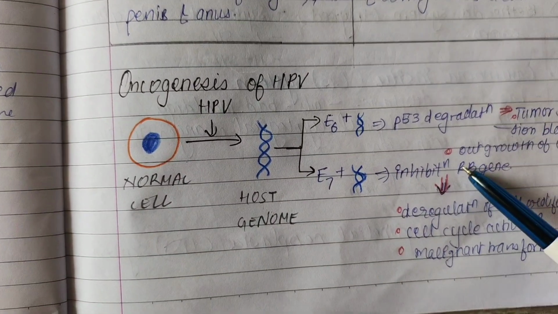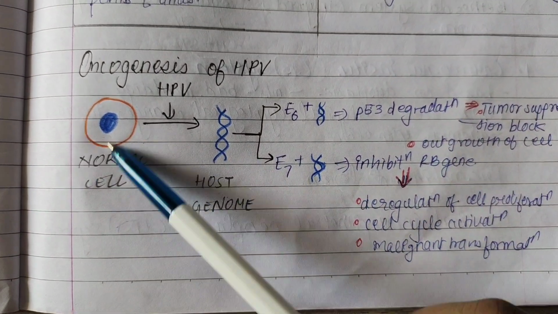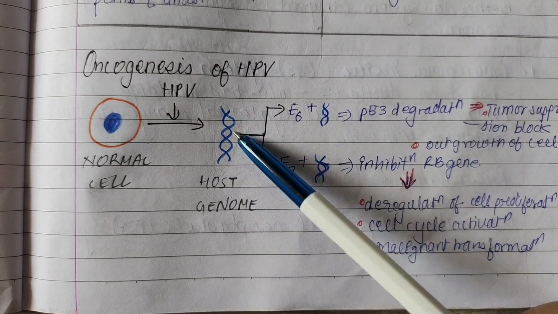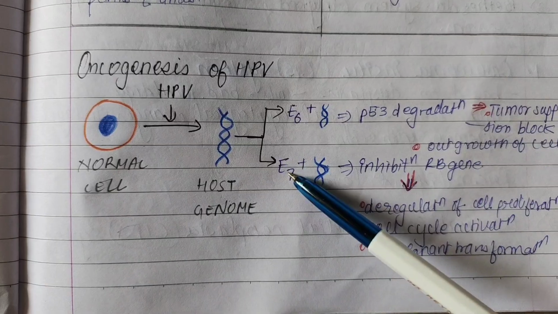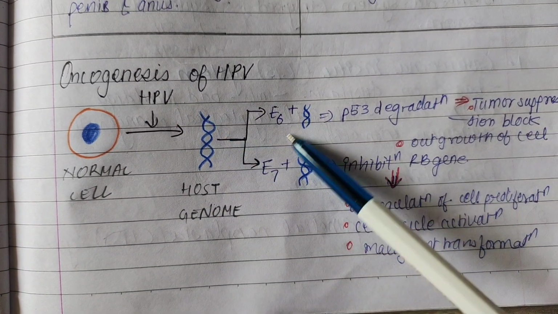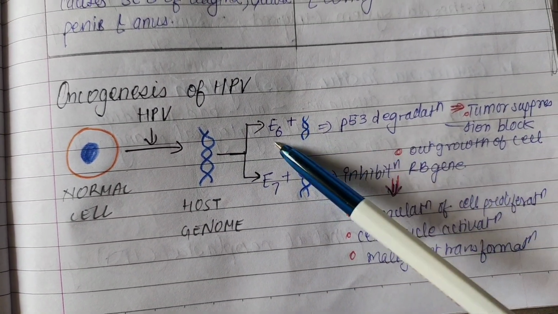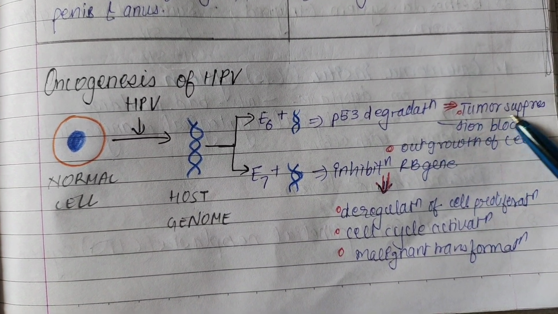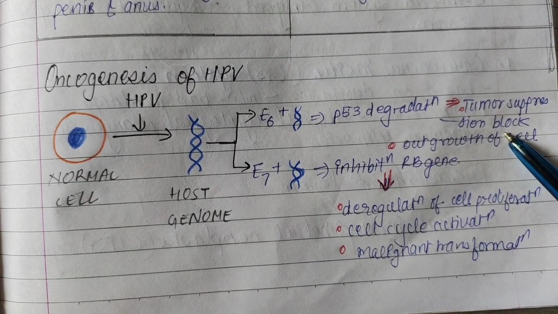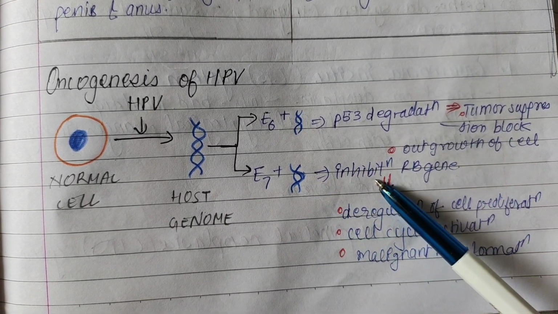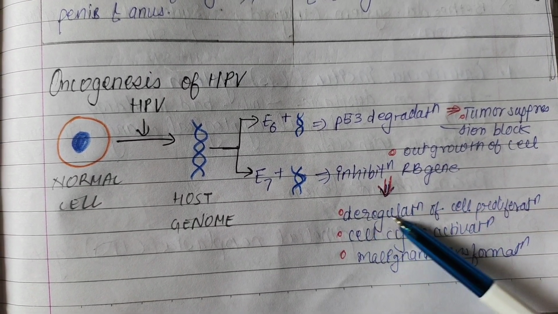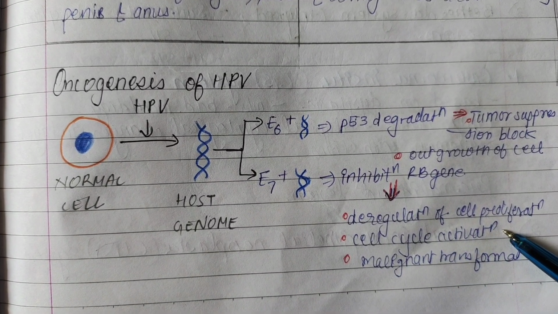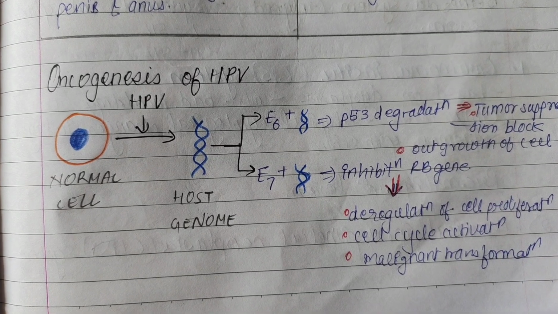Now we will see the oncogenesis of HPV virus, that is a normal cell which the HPV virus infects. Then it reacts with the human host genome, where E6 and E7 are the proteins secreted by human papilloma virus that mix with the host genome. E6 causes P53 gene degradation that leads to blockage of tumor suppression gene, which leads to outgrowth of the cells. And E7 and genome leads to inhibition of RB gene that leads to dysregulation of cell proliferation. In uncontrolled cell growth, cell cycle activation occurs and malignant transformation of cells is seen.